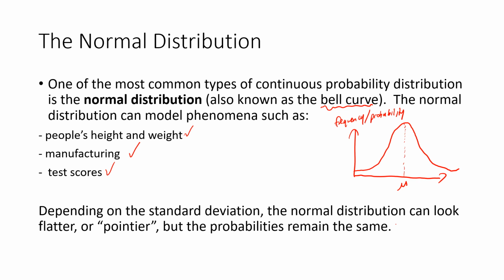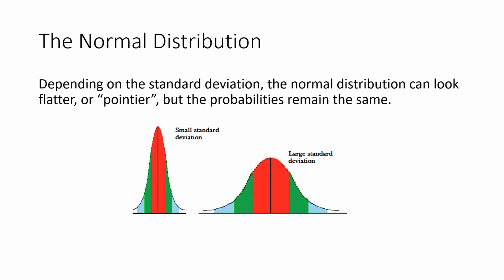Now, depending on the standard deviation, the normal distribution can look flatter or pointier, but the probabilities remain the same. As long as you know how many standard deviations from the mean an interval of data values are, the probabilities are always the same for a normal distribution. So the graph, the bell curve shape, can look narrow like this. This is when we have a small standard deviation. If we have a large standard deviation, then it looks flatter. Now, with a small standard deviation and large standard deviation, the probabilities, depending on the number of standard deviations from the mean, are the same.